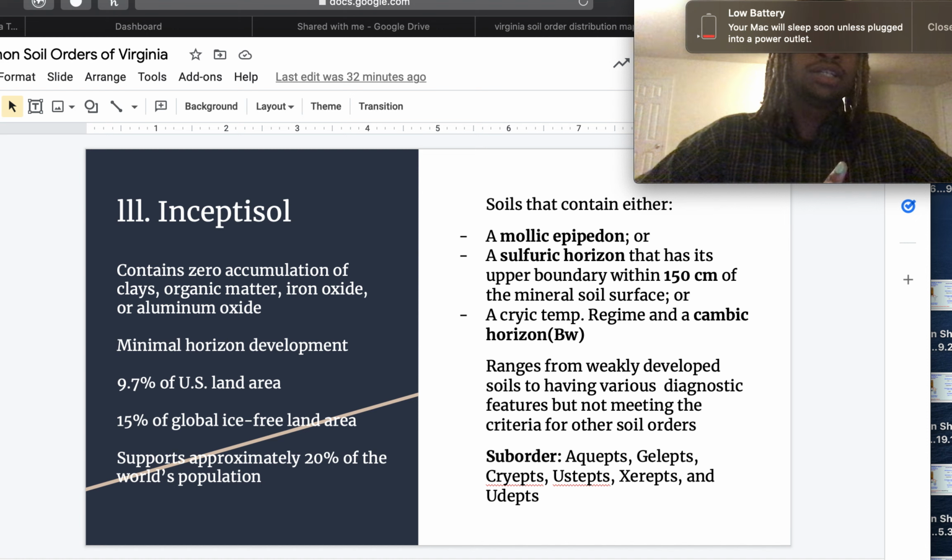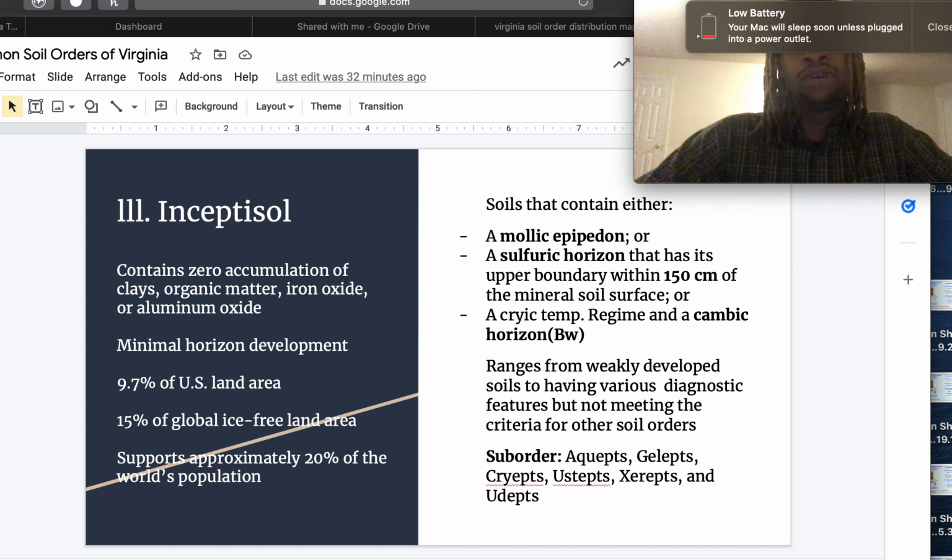These soils range from weakly developed soils to having various diagnostic features but not meeting the criteria for other soil orders. The suborders of an inceptisol are aquepts, gelepts, cryepts, ustepts, xerepts, and udepts. Inceptisols contain little accumulation of clays, organic matter, iron oxides, or aluminum oxide.